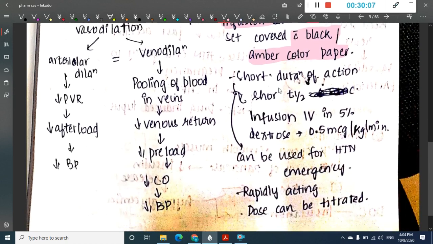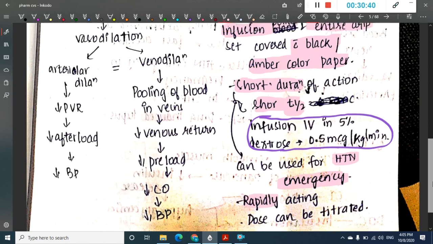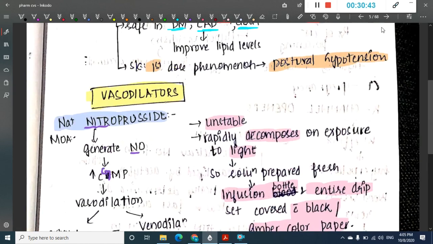One important thing here is it has a shorter duration of action and a short half-life. Because it has a short half-life, it can be used in hypertensive emergencies. What is the dosage? The dosage that we use is IV infusion in 5% dextrose, that is, we give 0.5 micrograms per kg per minute of sodium nitroprusside. It is rapid acting, obviously with a shorter duration of action. The dose can be titrated very easily. So these are the important things about sodium nitroprusside.